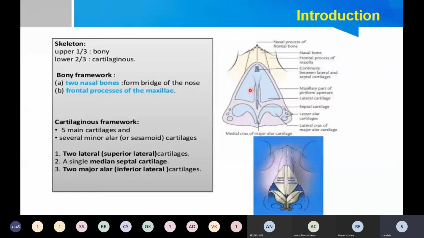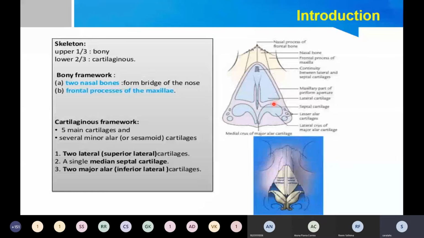The main cartilages being, there are 5 cartilages: 2 lateral cartilages and a single median septal cartilage, 2 major inferior cartilages and the minor cartilages. We'll be learning it in the septum in detail.